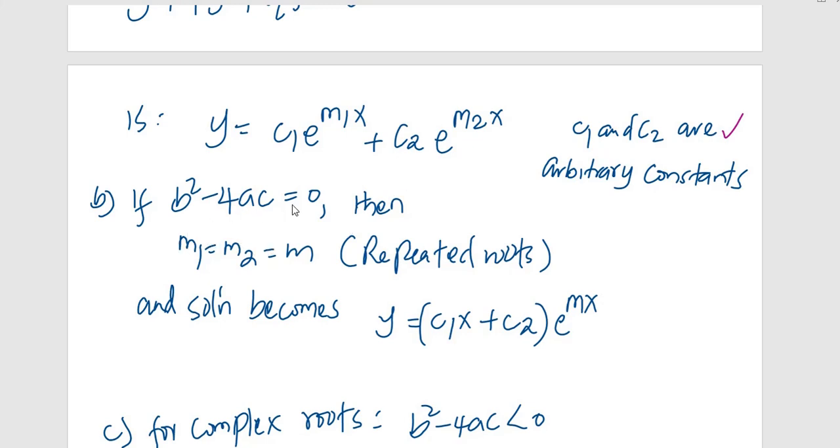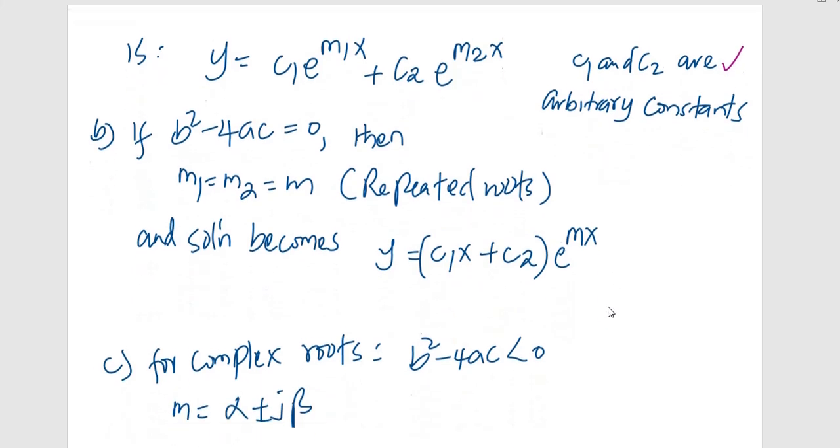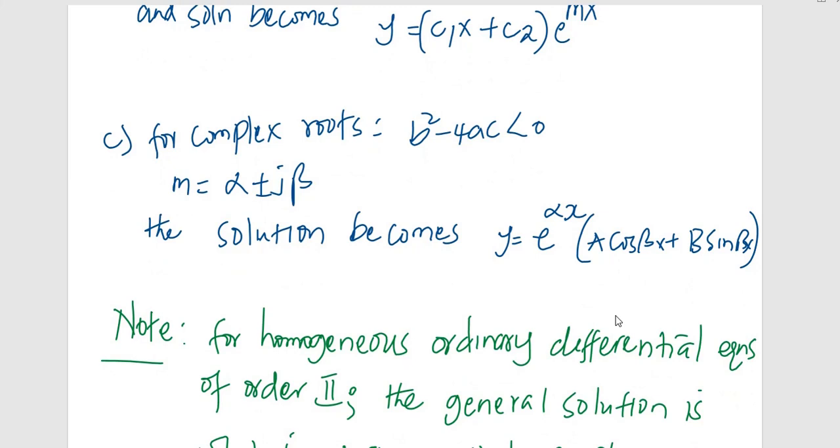Part B: if b^2 minus 4ac is equal to 0, then we shall have repeated roots. In other words, m1 is equal to m2 and it is equal to m. So if it has repeated roots, the general solution becomes (c1x plus c2) exponential of mx. Now if they are complex roots, it means b^2 minus 4ac is less than 0. It means if we apply the formula, m is equal to alpha plus or minus j beta, whereby j is a complex number equivalent to the square root of -1.